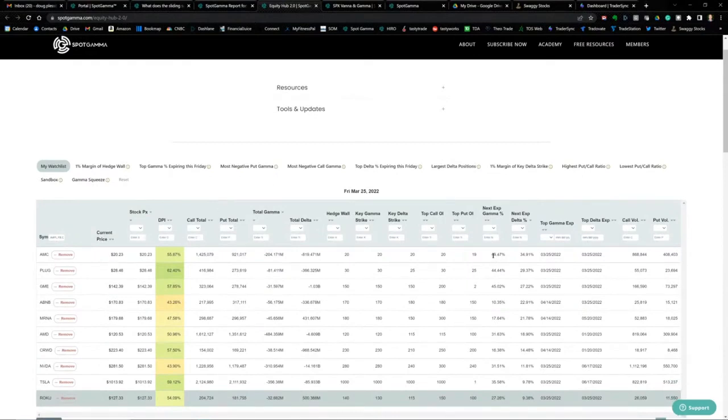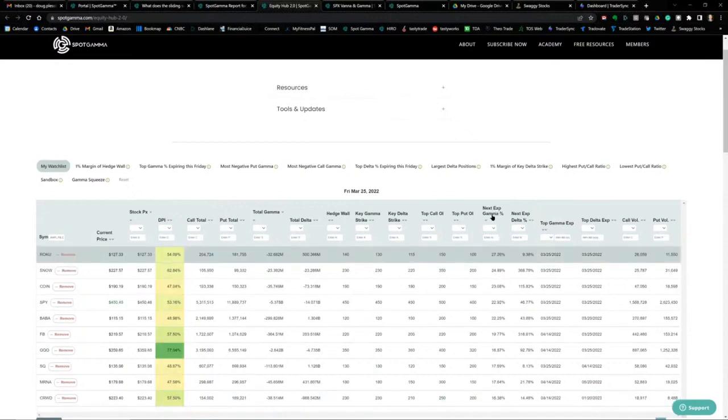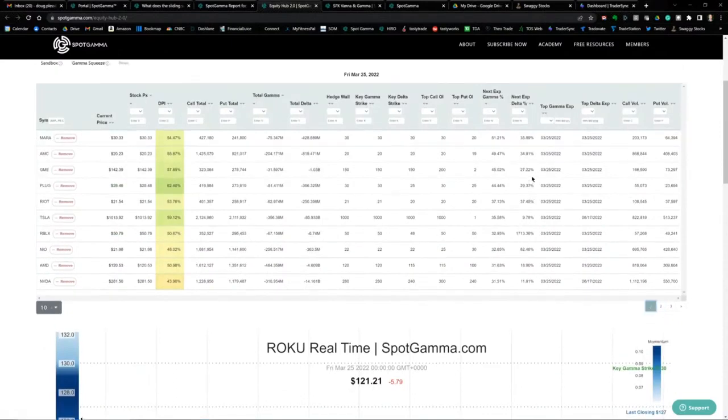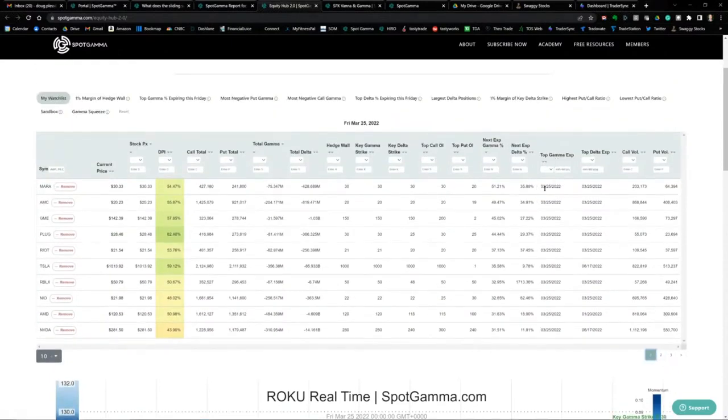There's another tool from SpotGamma, this equity hub, and I have my watch list in here as well. This shows the amount of gamma that expires, and I have this sorted by the largest amount. Largest amount of gamma expiring today. You can see this is the expiration 325 for all these stocks, from 51% all the way down to 31%.